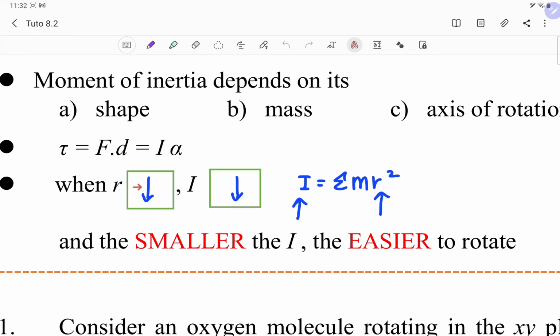Okay, and when R is small, I will become smaller. Smaller I means the resistance is small, so it's easier to rotate.